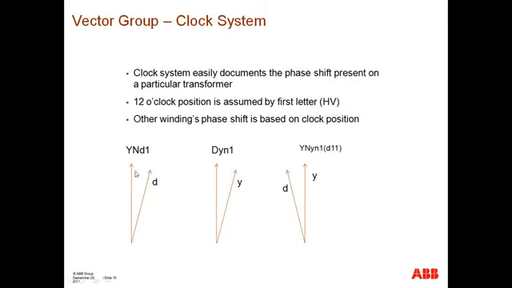In this case, 1 o'clock being 30 degrees lagging the 12 o'clock position. In this particular transformer, the high voltage Y winding is leading the low voltage delta winding by 30 degrees. In this particular case, though, we have another one, where we have a DYN1 transformer.